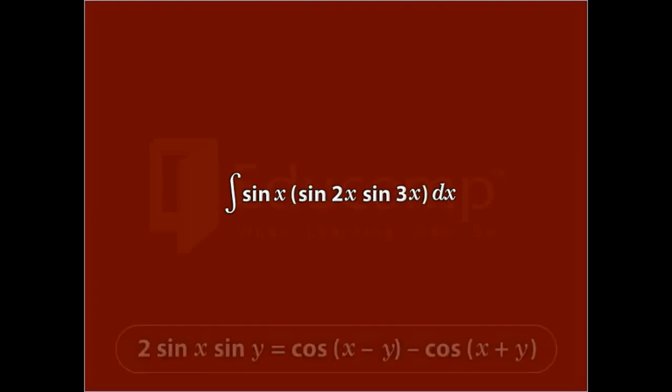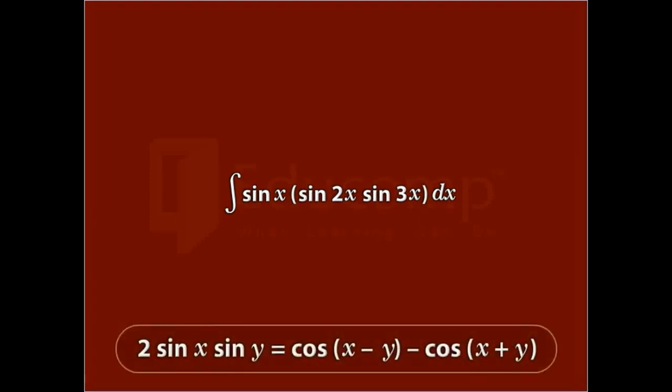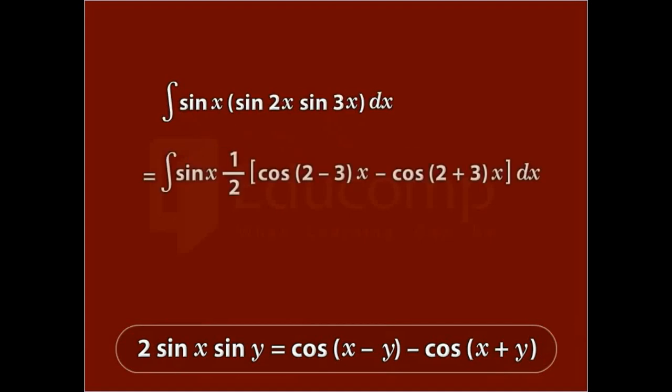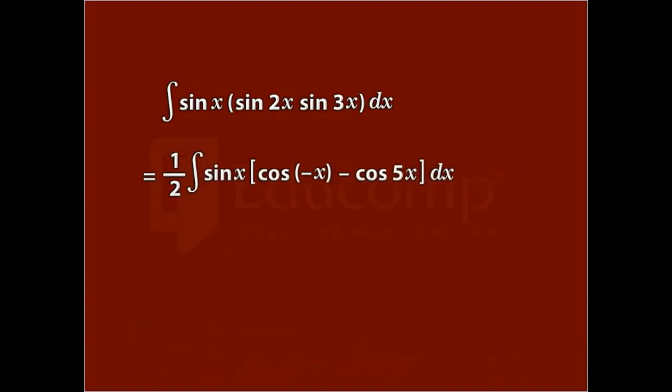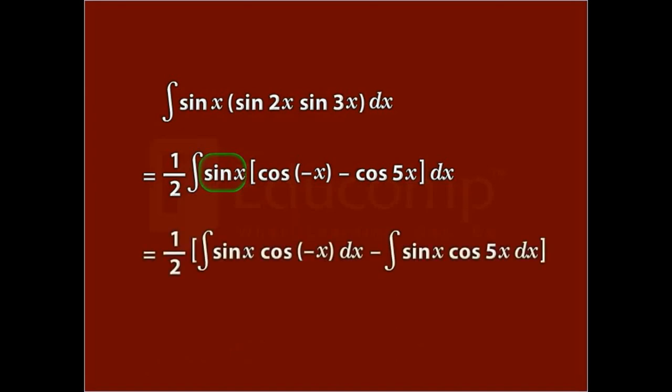Now let's find the integral of sine x into sine of 2x into sine of 3x. First, pair any two sine functions in brackets. Now use this identity to replace the bracket. We can take 1 over 2 outside the integral. Next, multiply the bracket with the function outside it to get two integrals.